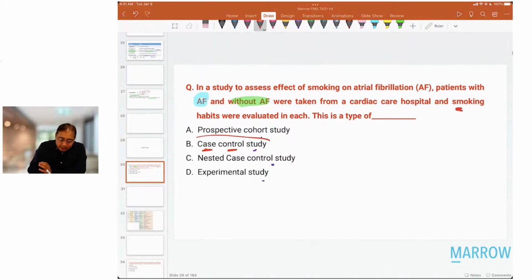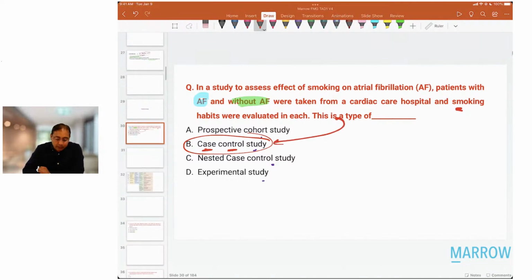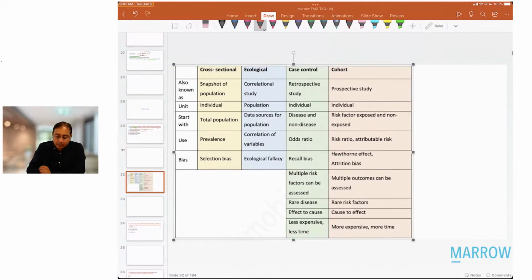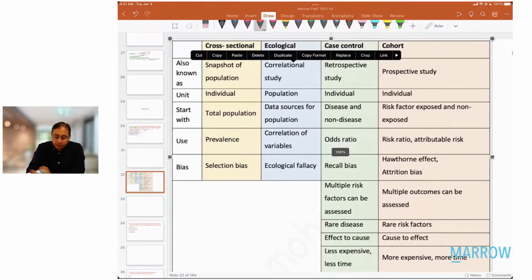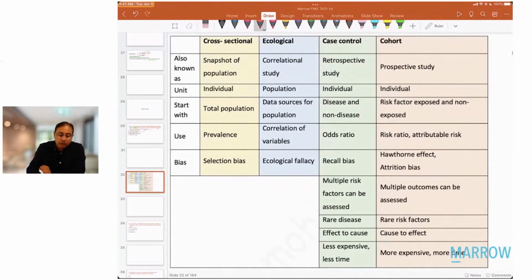This is a clear-cut example of a case control study. This is not a cohort study. It is not experimental design. Very frequently you get questions on this. What do you mean by a cross-sectional study, ecological study, case control study, and what is a cohort study? So what is a cross sectional study?